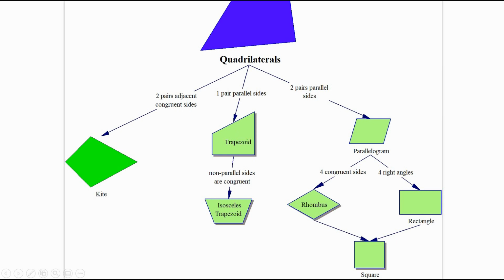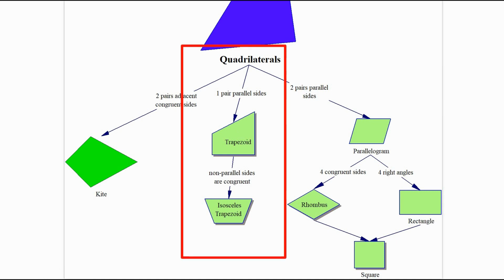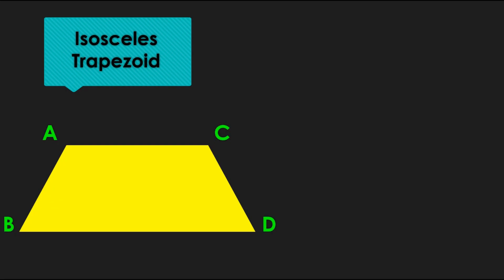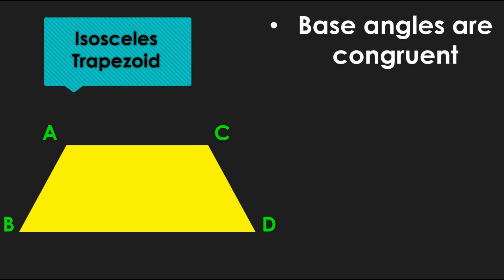Trapezoid is under the family of quadrilaterals, which has one pair of parallel sides. First, on isosceles trapezoid. Isosceles trapezoid has three main definitions. The first definition tells us that base angles are congruent. Angle B and angle D in these examples are congruent to each other, as well as angle A and angle C.